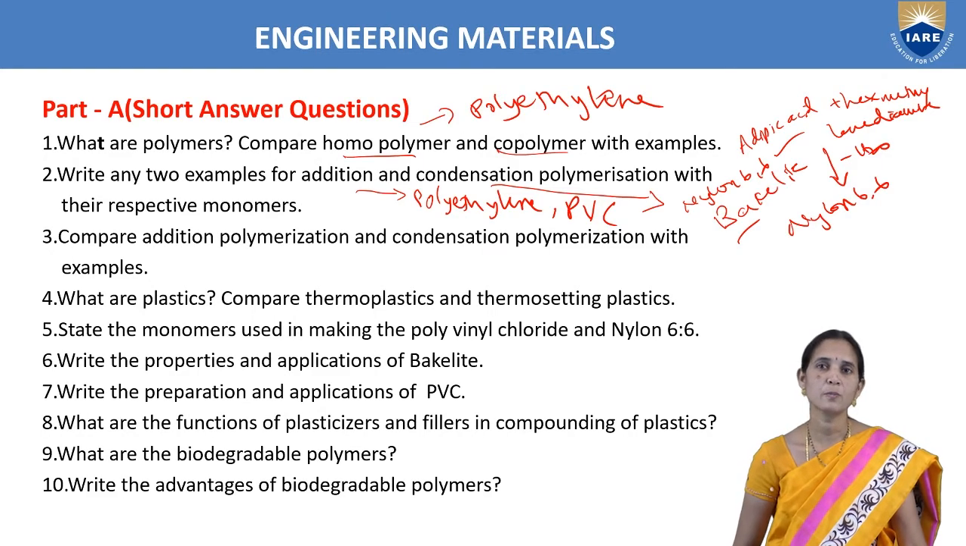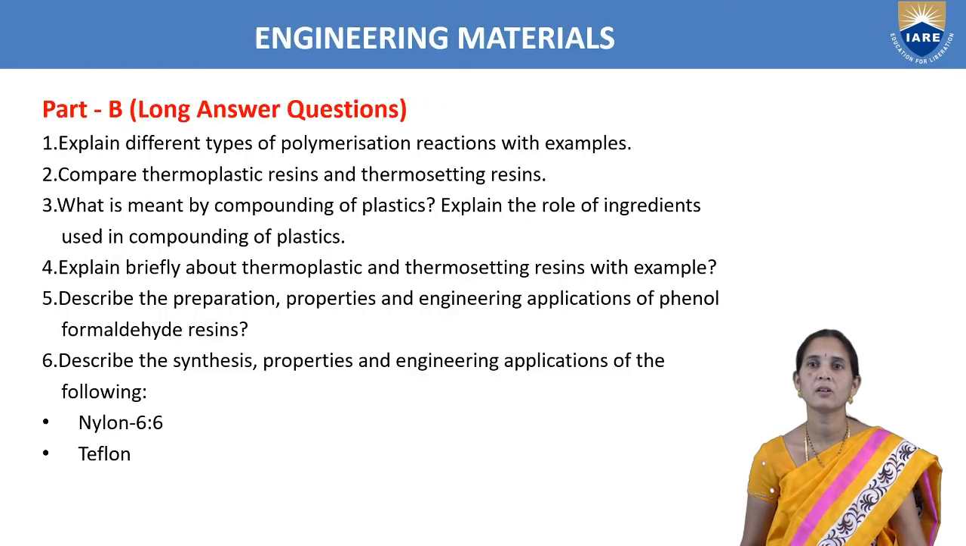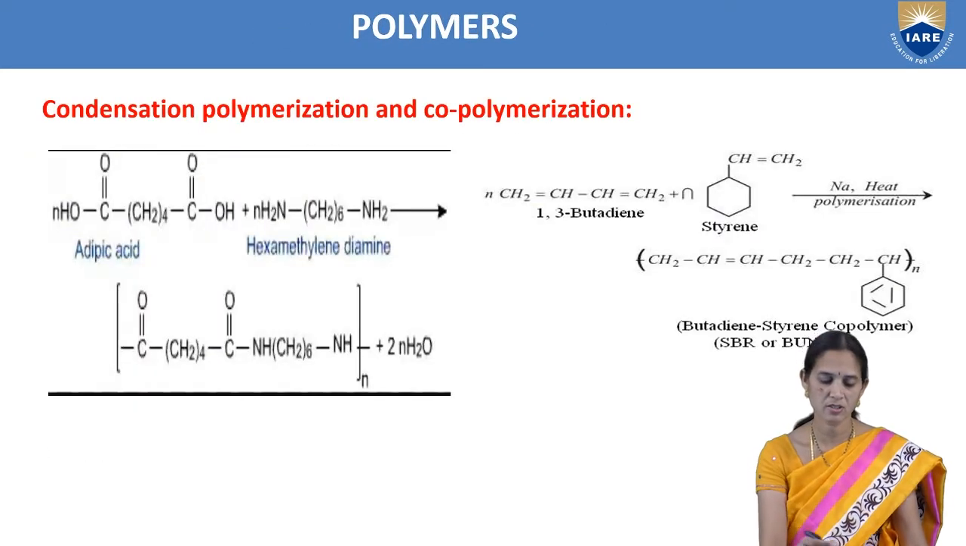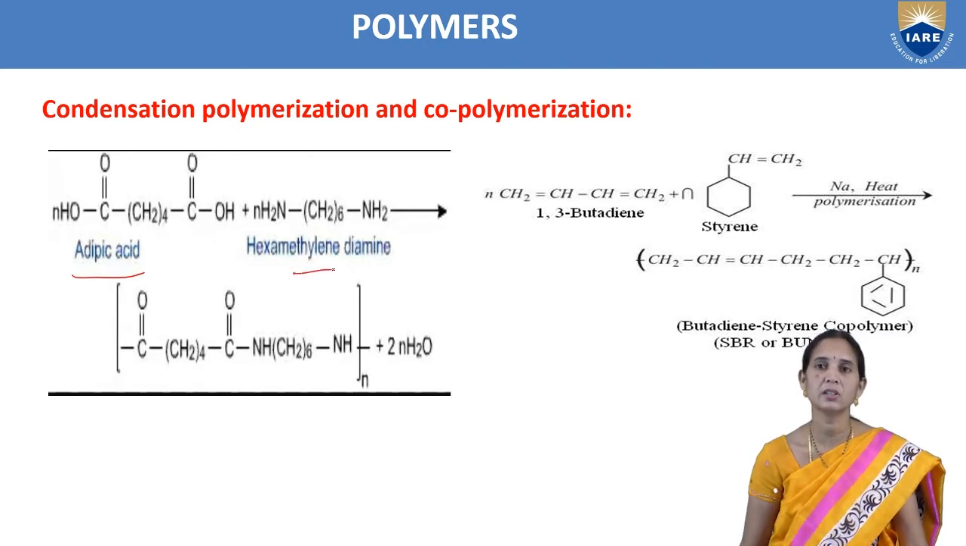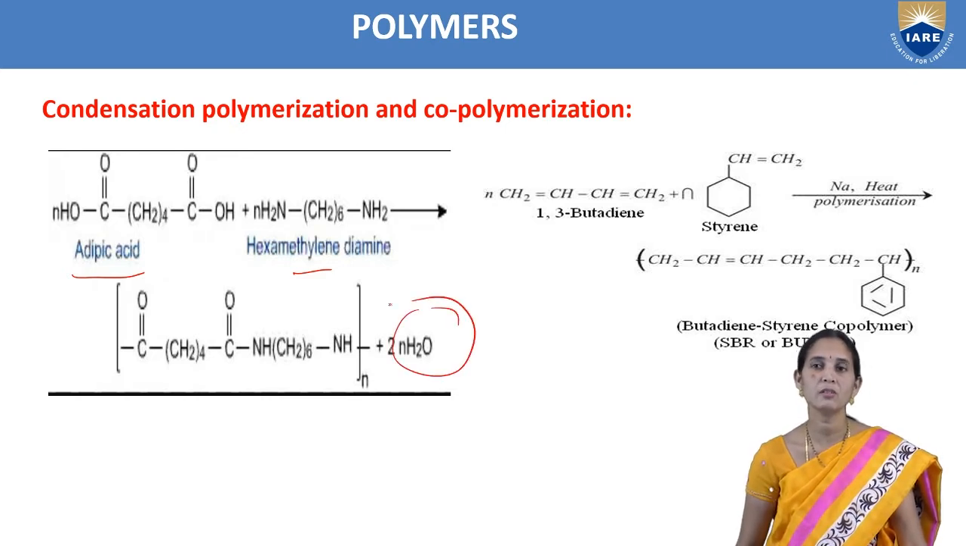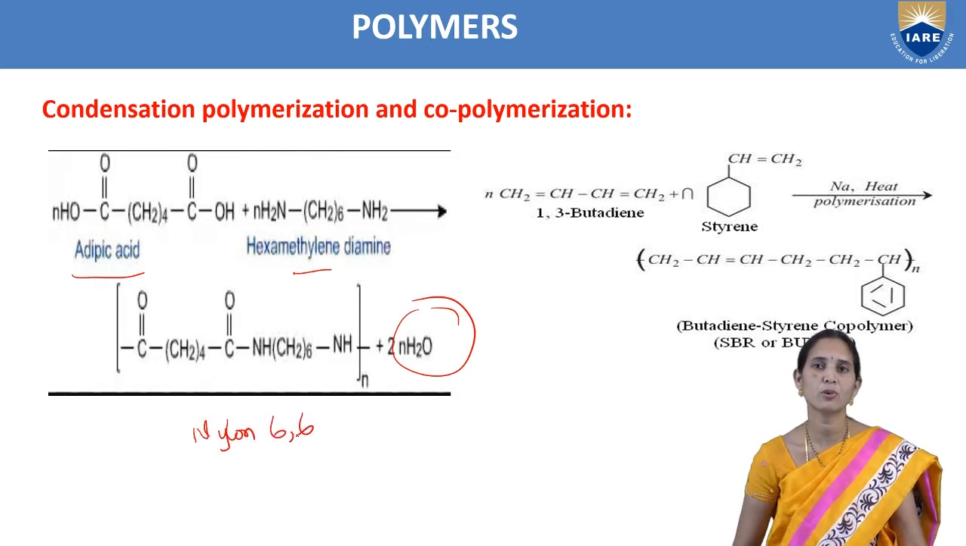Next, condensation polymerization with example. We can take nylon 6,6. We take adipic acid and hexamethylene diamine, with removal of a water molecule. By condensing the two different monomers, adipic acid and hexamethylene diamine, and removing the water molecule, we prepare nylon 6,6. That is the example we can write for condensation polymerization.